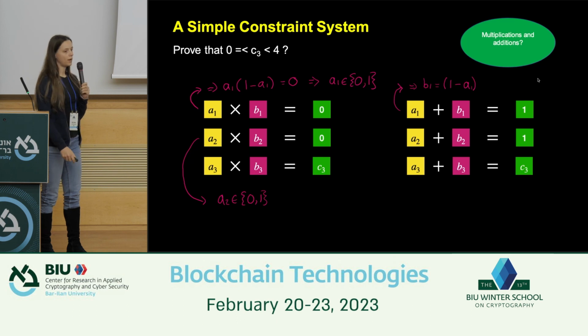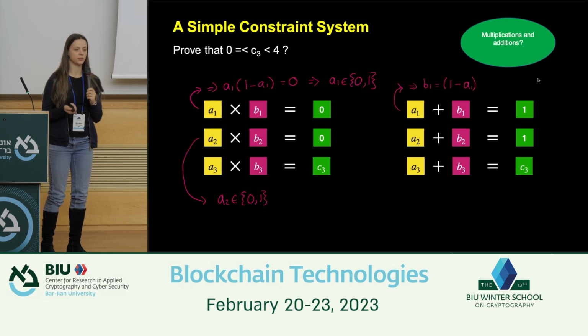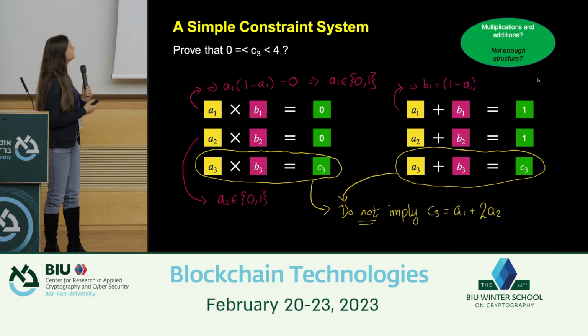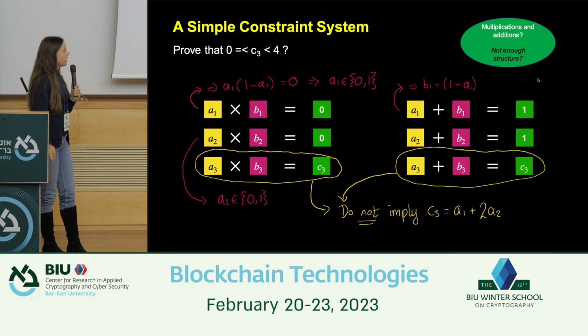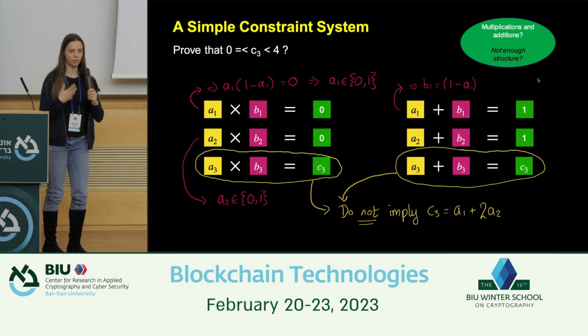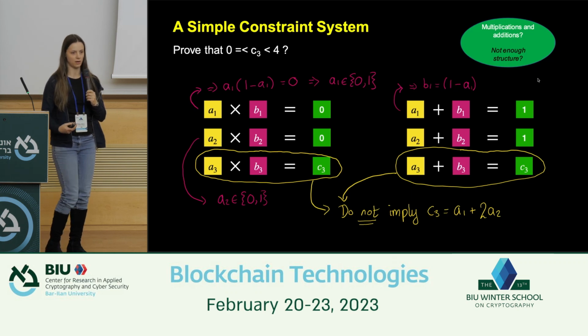Okay, and the reason why it constrains us like this is because if we have that B1 is equal to 1 minus A1, and we have that A1 times 1 minus A1 is equal to 0, then the only way A1 could satisfy that is if it's 0 or 1. However, while we can check that A1 is between 0 and 1, and we can check that B1 is between 0 and 1, we can't really check that C3 is equal to A1 plus 2A2. We just don't have the means to do it if all we have is multiplications and additions. We need some kind of wiring to help us with this.